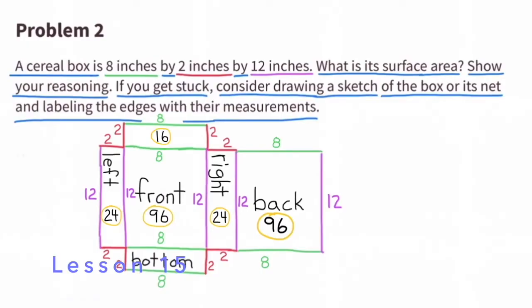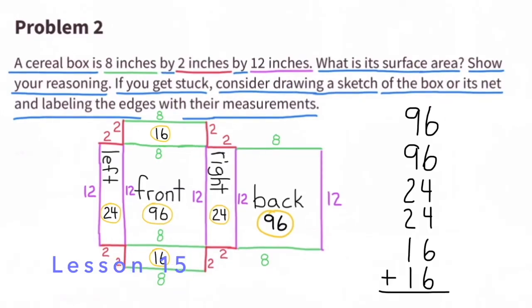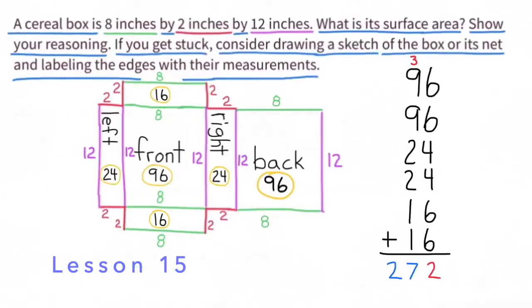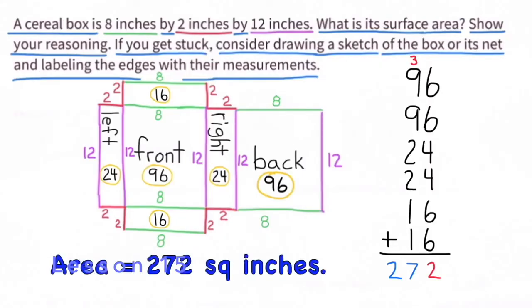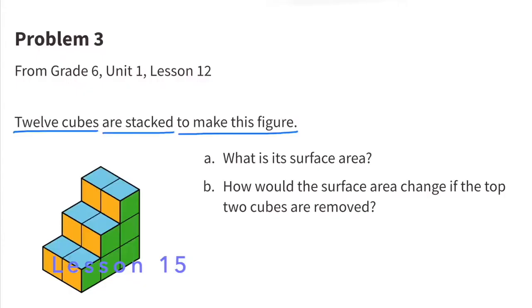And 8 times 2 is 16, so both the top and the bottom are 16 square inches. Add all of those individual surface areas together and you'll have the surface area for the whole figure. The total surface area is 272 square inches. Number 3. 12 cubes are stacked to make this figure. A. What is its surface area?